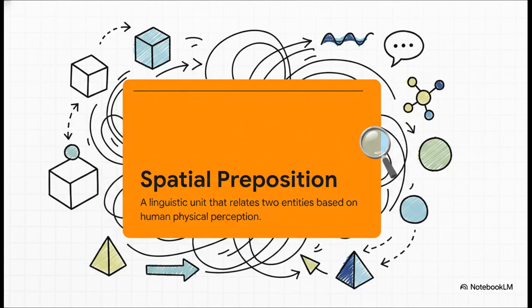What we're truly examining here is how our own human physical embodiment dictates our syntactic rules. It expresses a relationship between two entities, situating one in reference to the other, completely based on our physical experience in the world. And these phrases function incredibly fluidly as post-modifiers or adverbials, which perfectly illustrates this beautiful intersection between semantic meaning and hard syntax.